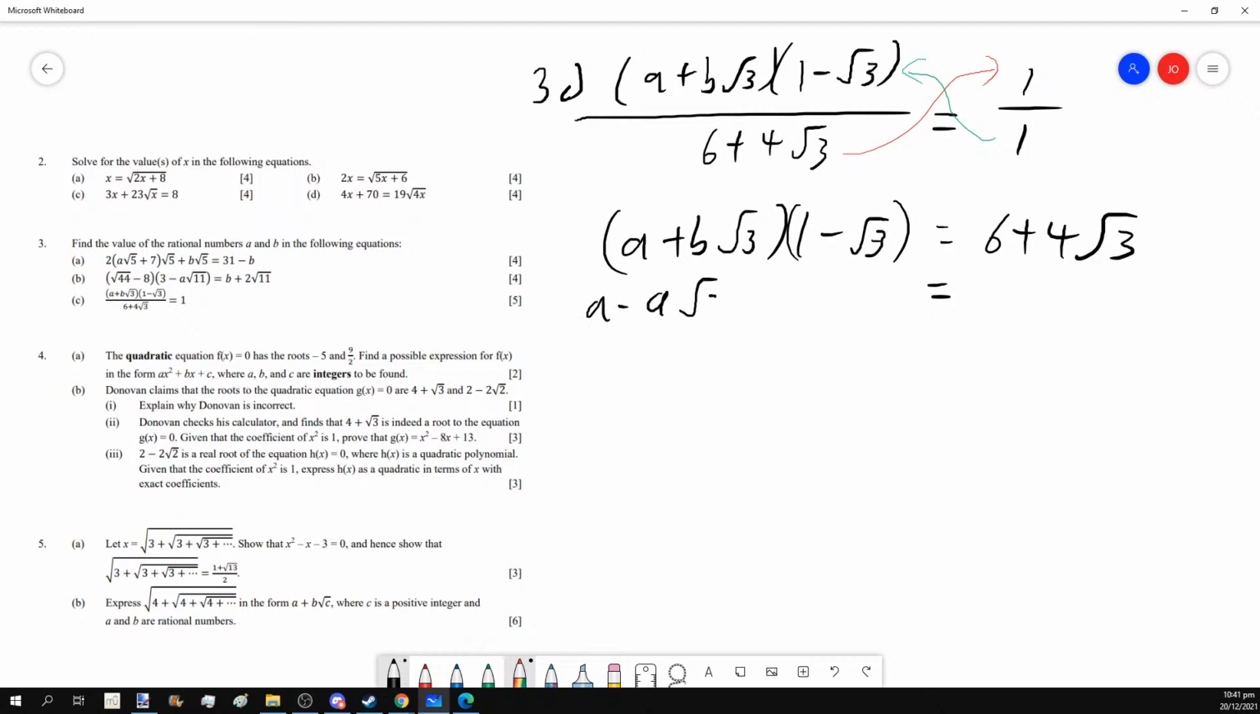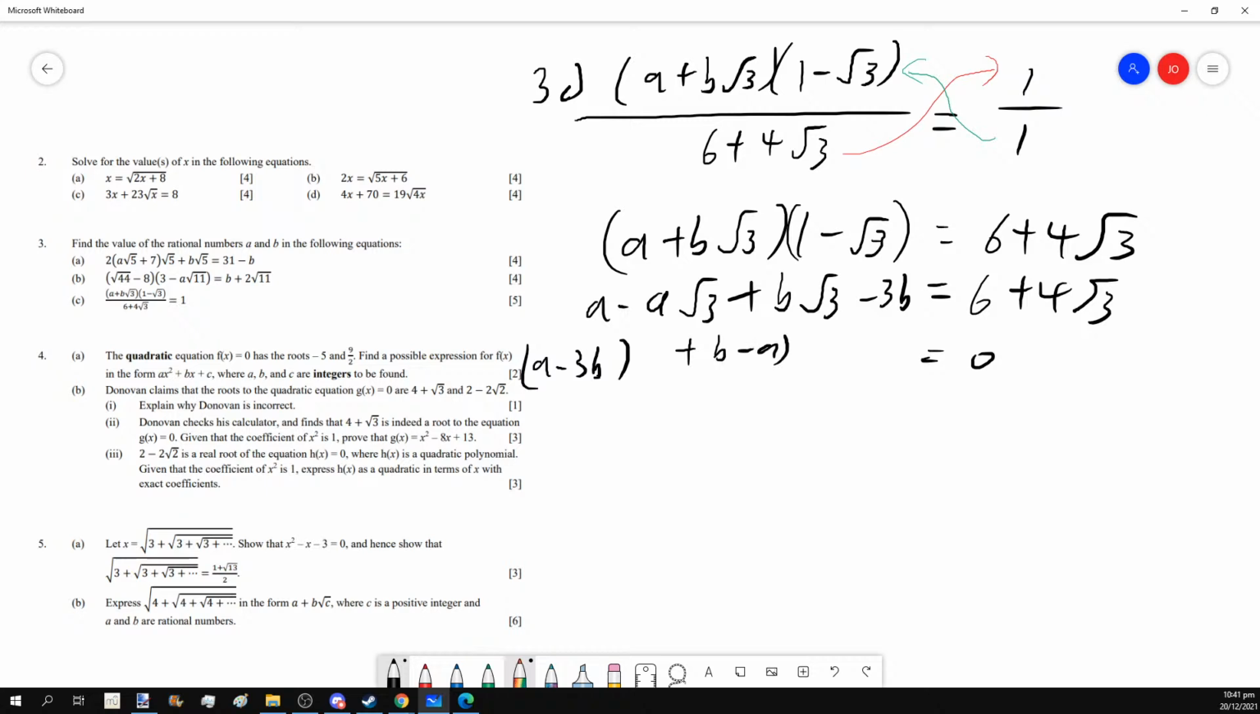We should have a minus a root 3 plus b root 3 minus 3b equals to the same thing on the right hand side. From here, we can then combine all the numerical portions together and combine all the square root portions together. Right? And from here, we will then be able to resume the usual comparison technique. So this red color part gives us a minus 3b equal to 6. In other words, a will be equal to 3b plus 6.